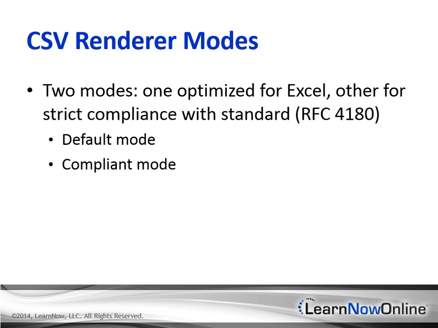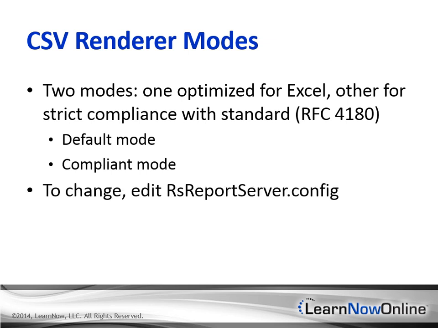And then there's compliant mode. This is the mode optimized for applications requiring strict adherence to the spec. In this case, only the first row of the file contains the column headers, and each row has the same number of columns. All of the values are unformatted. Now, to change to compliant mode, you'll have to edit rsReportServer.config, which changes the setting for all CSV reports exported on that server. Okay, so this is a global change.